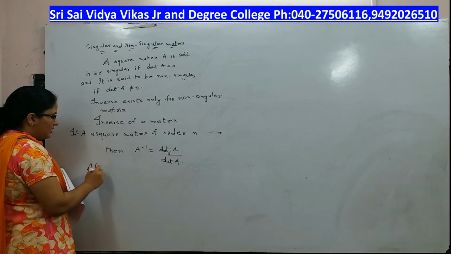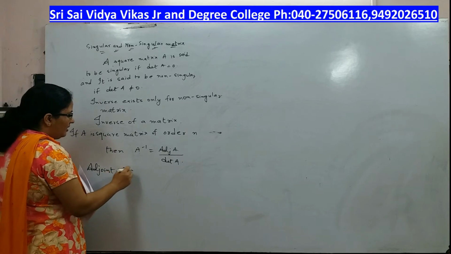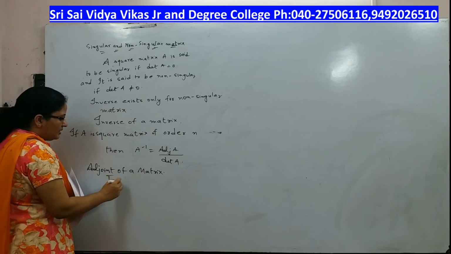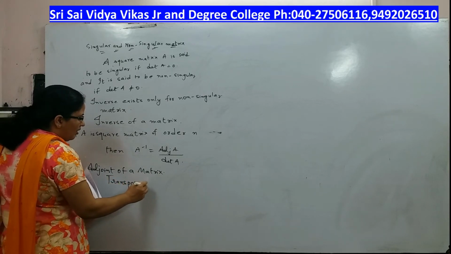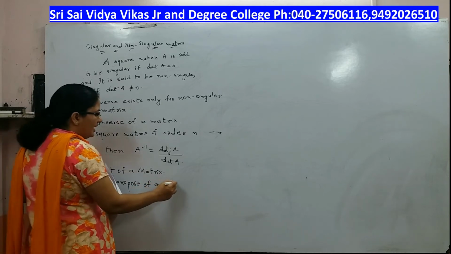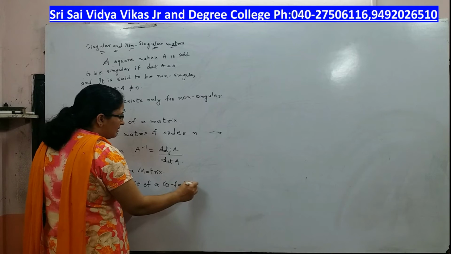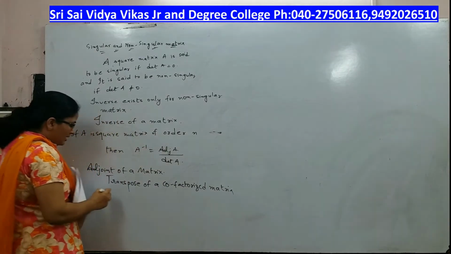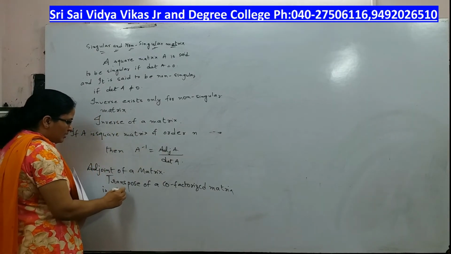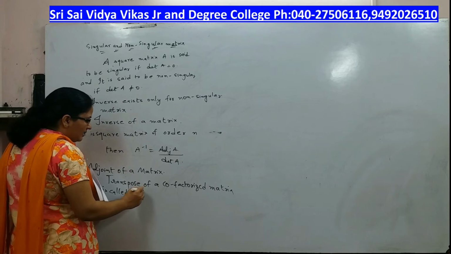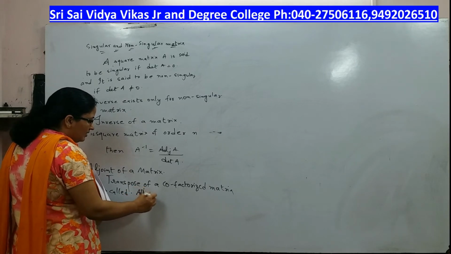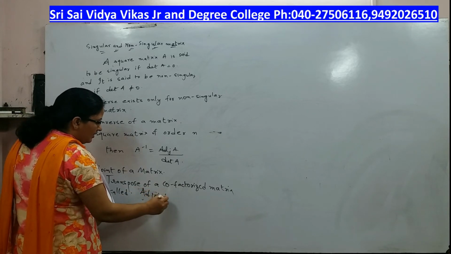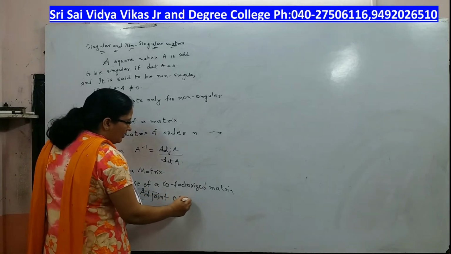Adjoint of a matrix. Transpose of a cofactor matrix is called adjoint of a matrix.